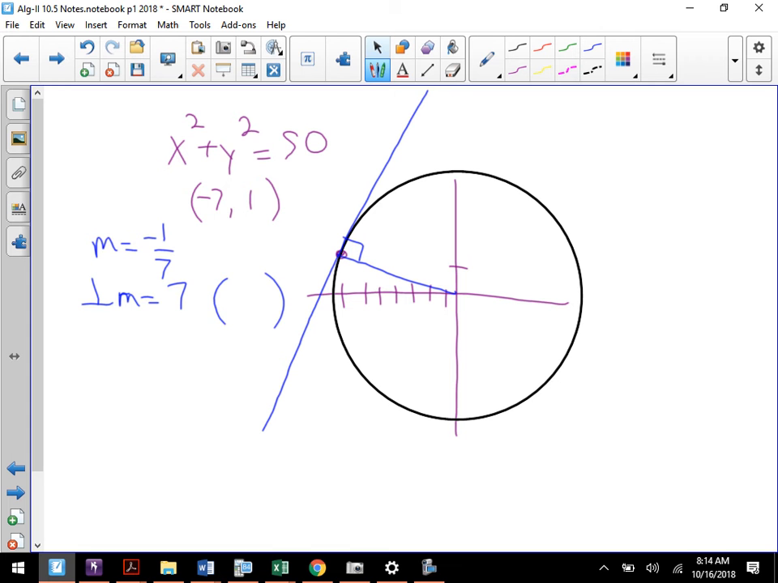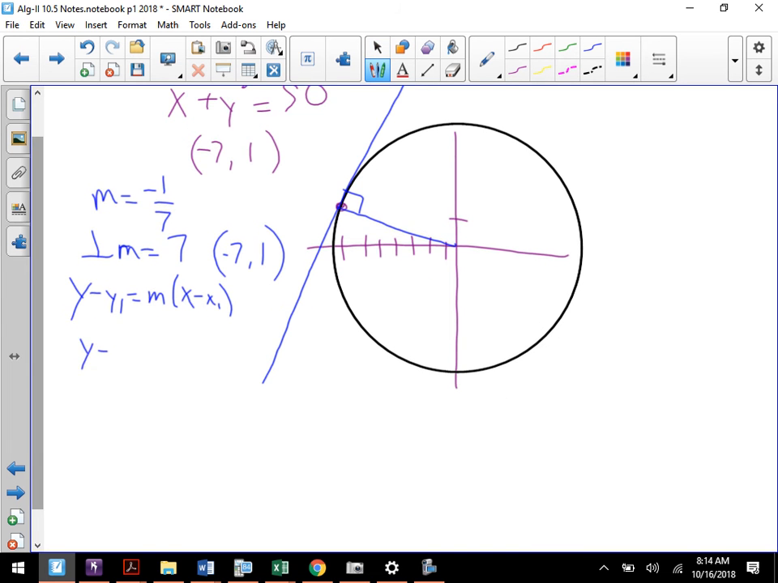And this is where it goes back to writing the equations of lines given a point and slope. Yep, you use point slope. And fill in the blanks. So you get y minus 1 is 7 times x plus 7. 7x plus 49. And then we get 7x plus 50, I believe.